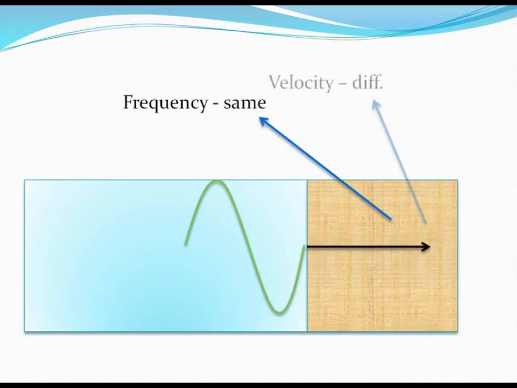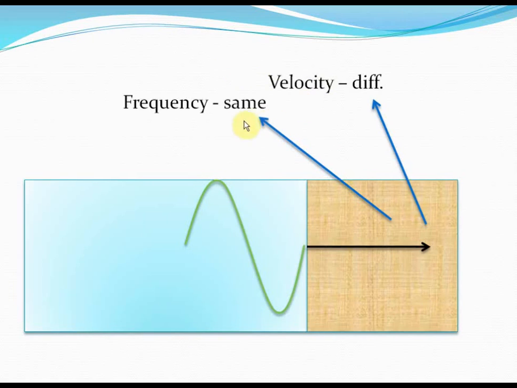The velocity of the transmitted wave, however, will be different. Why? Because velocity is root E by rho, elasticity divided by density, and clearly different mediums will have different elasticity and different densities. That is why the velocity will change when the medium changes. So the velocity of a transmitted wave will definitely be different.